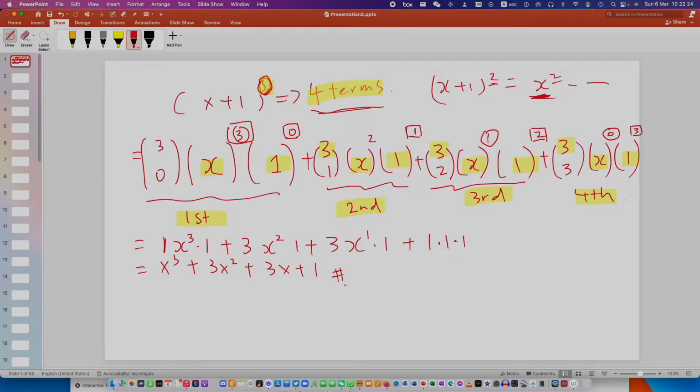So this is the expansion for the (x + 1) to the power of 3. How does this choose work? How do you calculate the choose manually? Okay, let's not talk about that first. I want to let you familiarize with the format. How do you fill up the brackets?